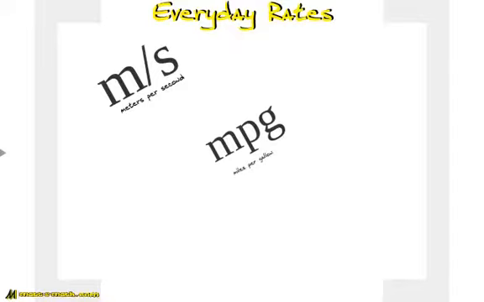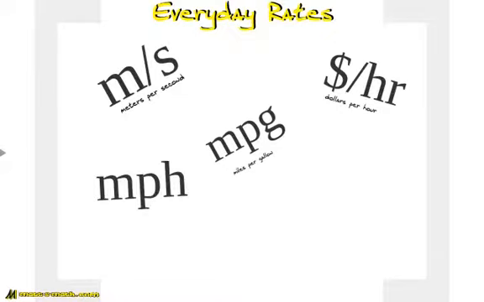M/S. Any idea what this is? This is meters per second. How fast are you traveling? What about this one? MPG. You probably recognize this one. Miles per gallon. That's right, miles per gallon. How many miles are you getting in your car per gallon of gas? Dollars per hour. That one's pretty easy. MPH, another pretty simple one. Or KMPH, kilometers per hour.